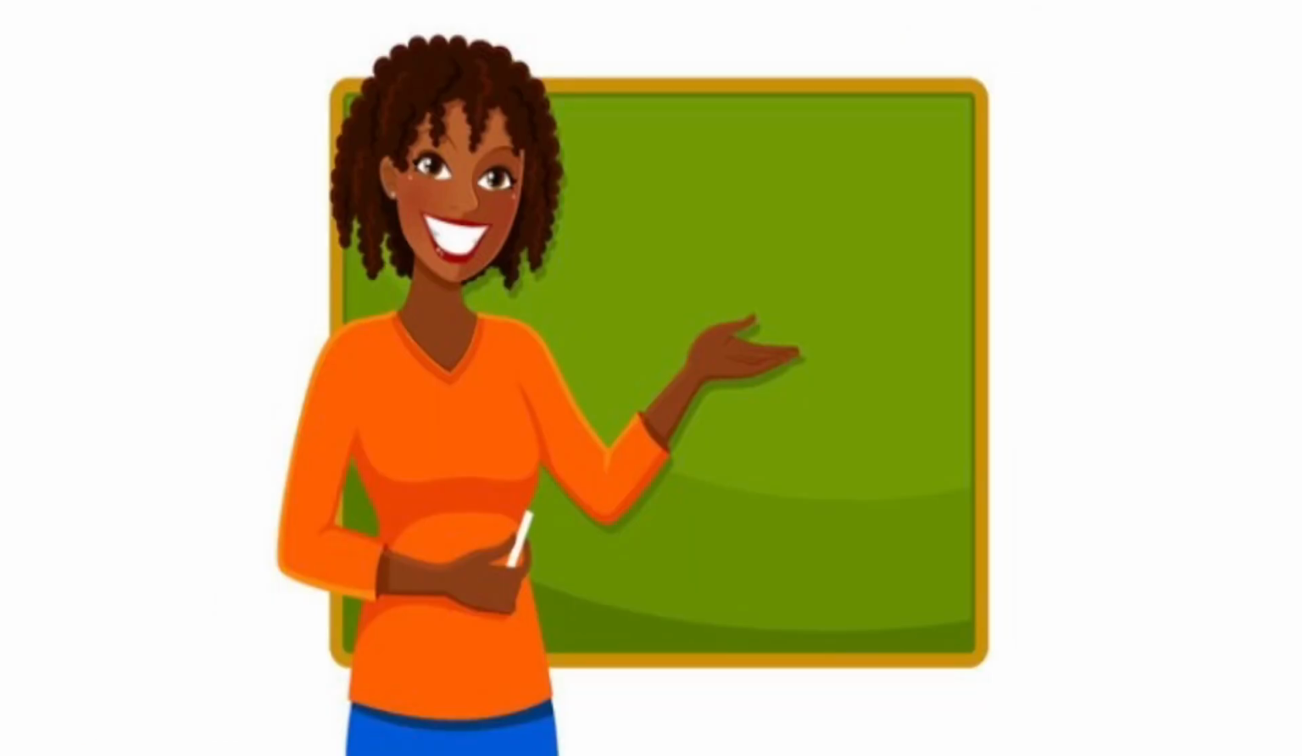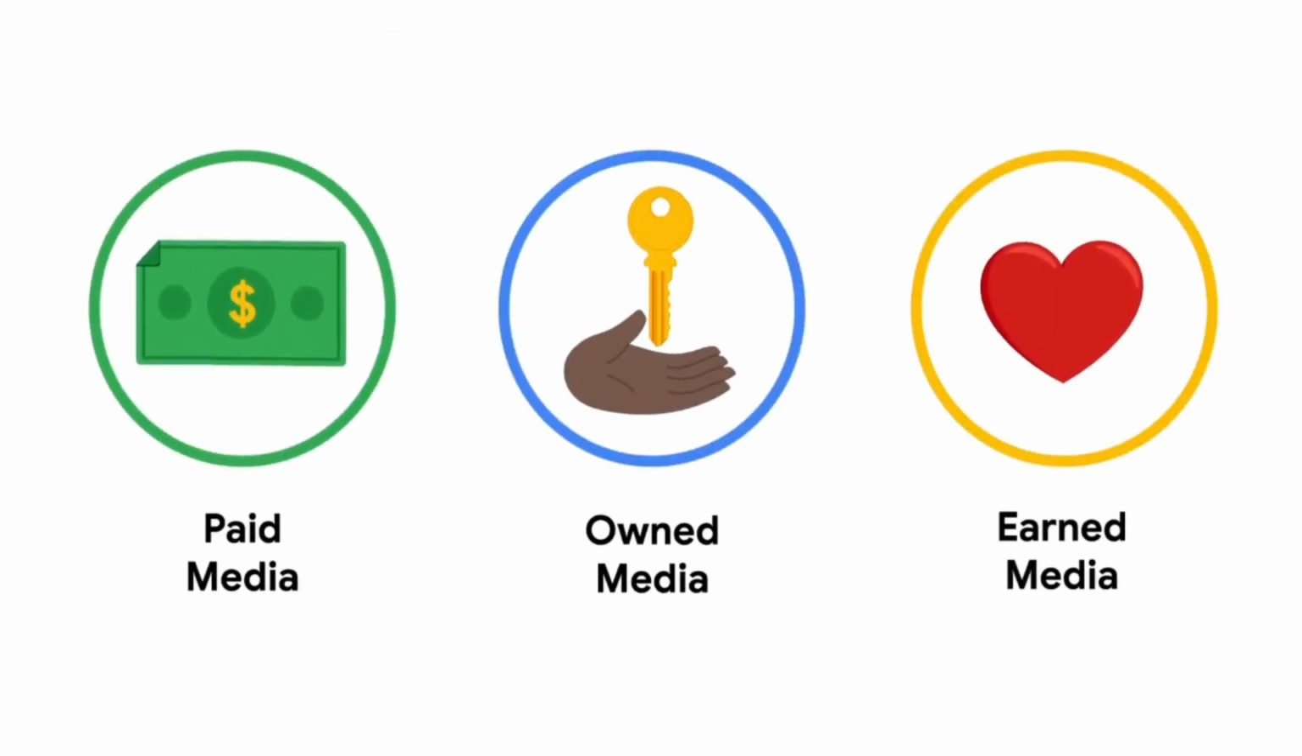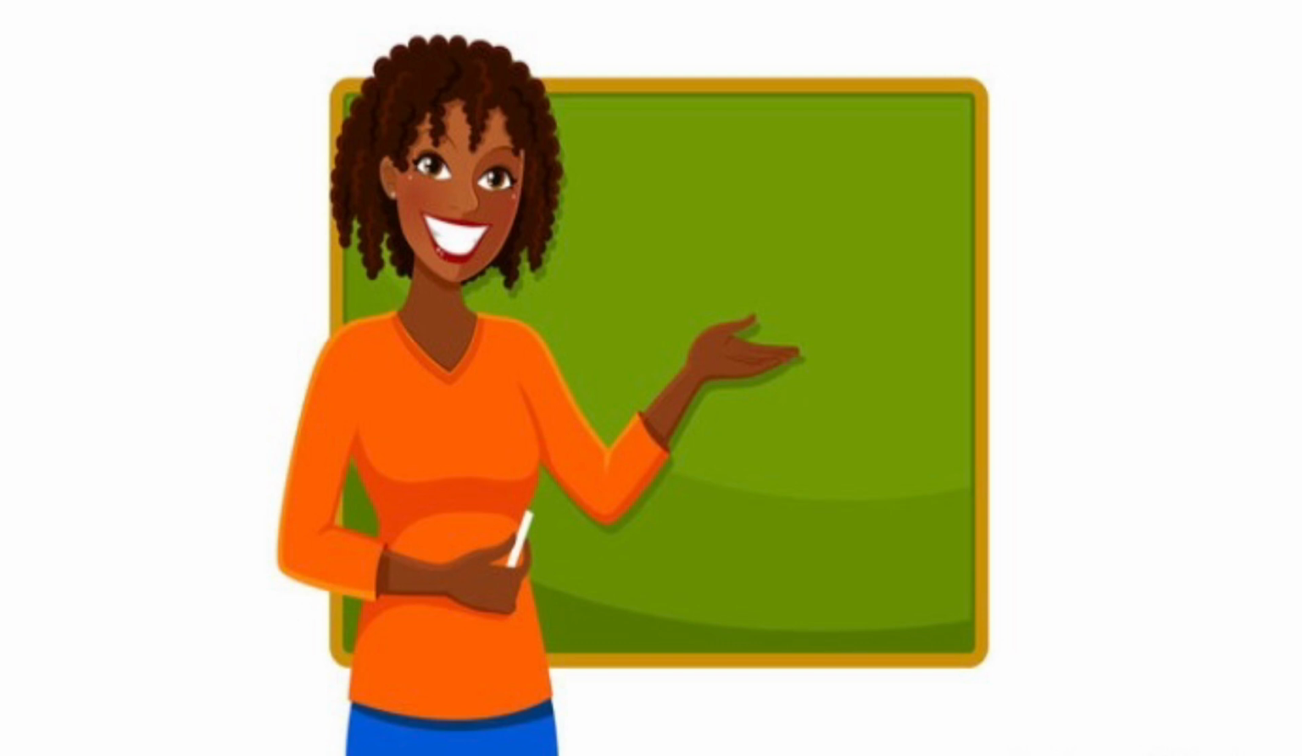So far in this lesson, you've learned about 3 types of digital media: paid, owned, and earned. You also discovered how brands use SEO to rank in search engine results pages and increase traffic to their owned content. Now we're going to explore paid advertising in a little more depth.